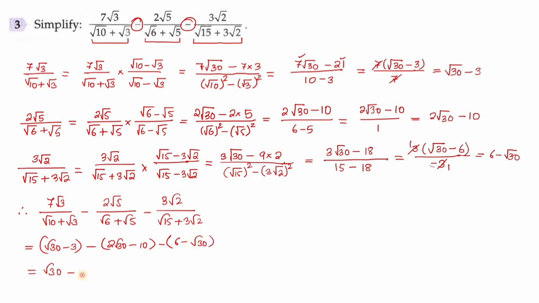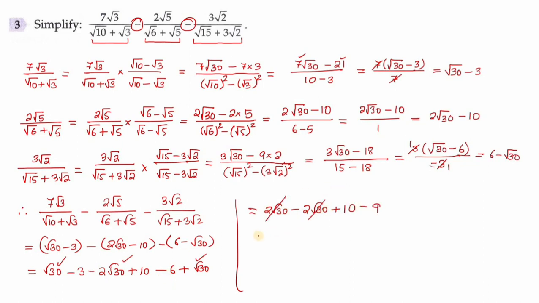So root 30 minus 3 minus 2 root 30, minus into minus plus 10 minus 6 plus root 30. Okay, let me do the rest of the part here. Root 30 and root 30 give you 2 root 30. So it is 2 root 30 minus 2 root 30. Alright, the remaining parts are plus 10 minus 3 and 6, both of them having minus signs, so they'll get added. 3 plus 6 is 9. As you can clearly see, this 2 root 30 gets cancelled. So it is 10 minus 9, which is equal to 1. So this is the answer for this particular question.